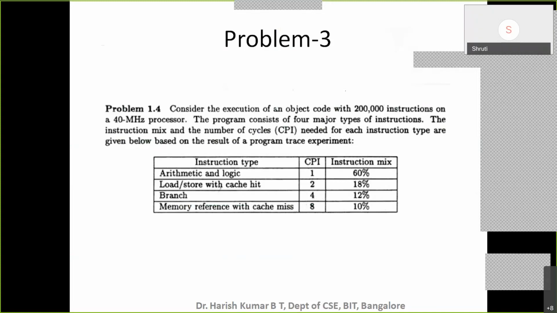Now multiply 1,20,000 with 1, the next one 36,000 into 2, the next one 24,000 into 8, and 20,000 into 4, and find the total number of clock cycles.